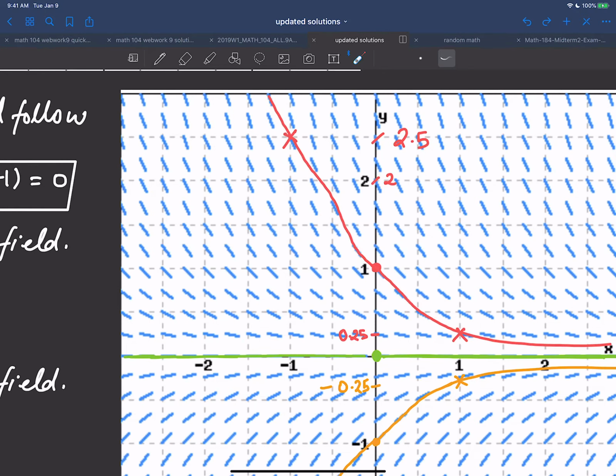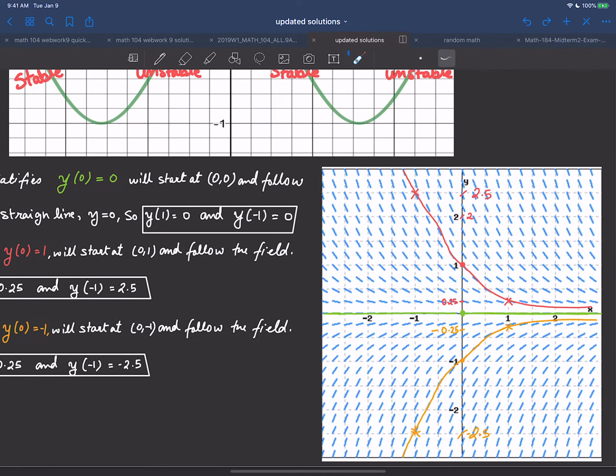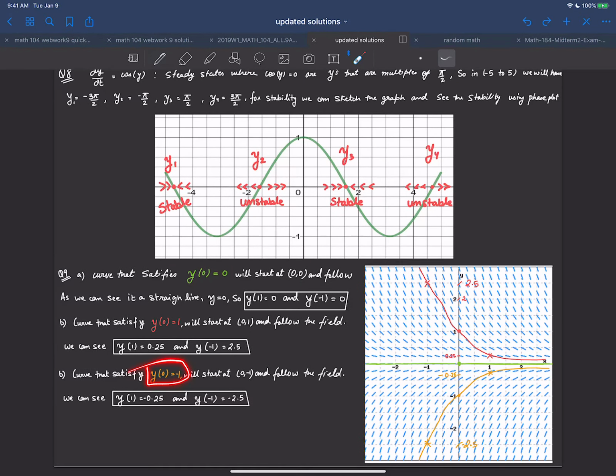Okay, so in this case, when you're trying to approximate the value at 1, you'll see that's just going to be like 0.25, somewhere closer to that. And if you approximate the value at -1, you see the function has this value here, so 2.5. You can do the same analysis for the last part of this equation as well.